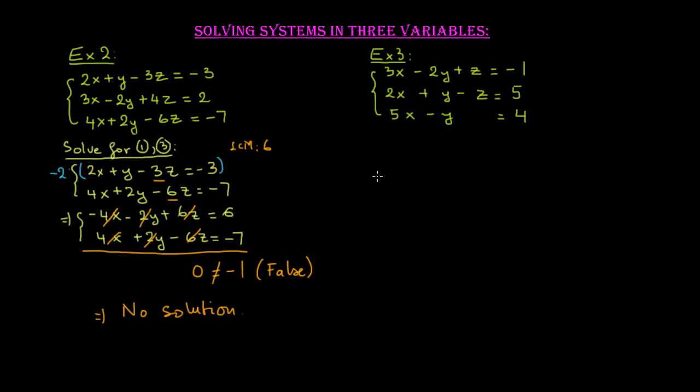Okay. Now let's go over the last example. So we have 3x minus 2y plus z equal to negative 1, 2x plus y minus z equal to 5, and 5x minus y equal to 4. So as we see in the third equation, z is missing.